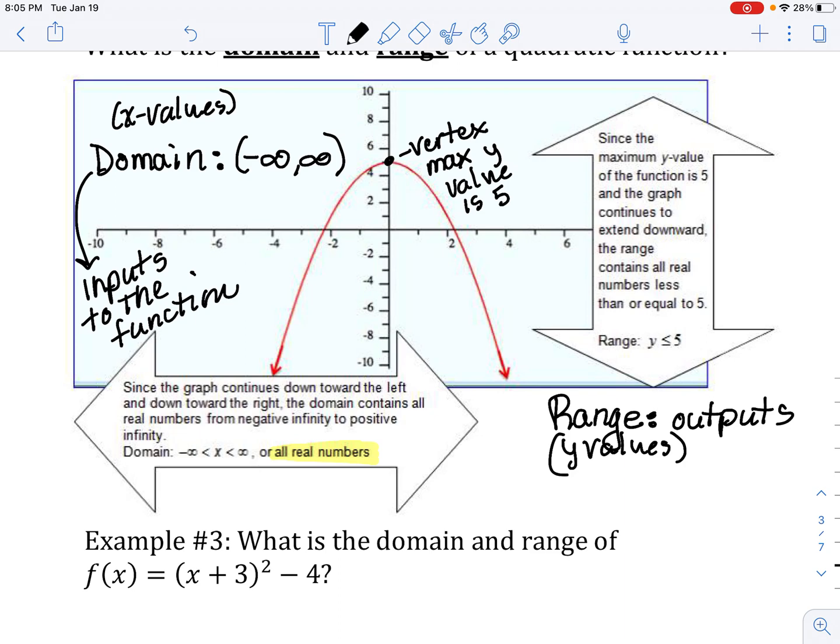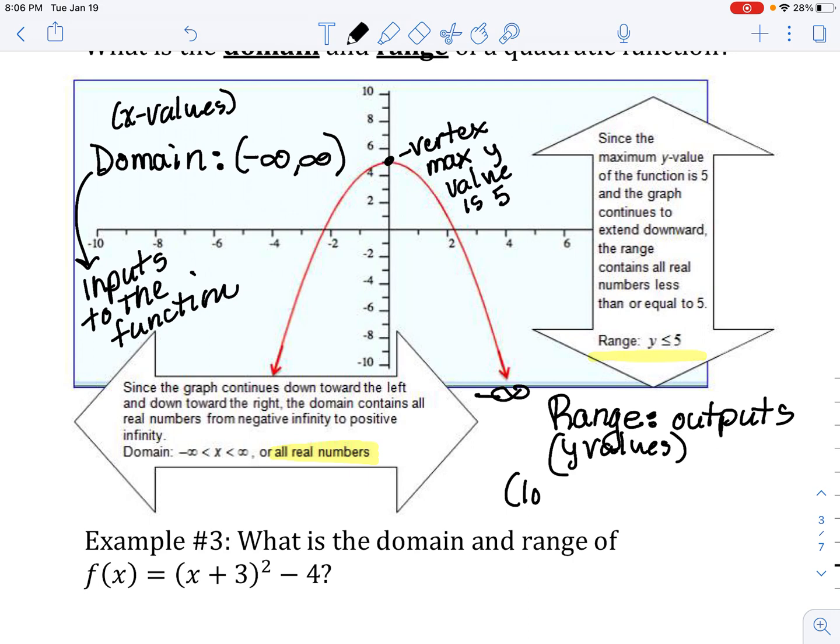And the graph continues to extend downward. The range contains all real numbers less than or equal to 5. So my range is all y's less than or equal to 5. Now, how do we write that using interval notation? This is new for you. Now, think about down here. Those arrows are pointing towards negative infinity, okay?